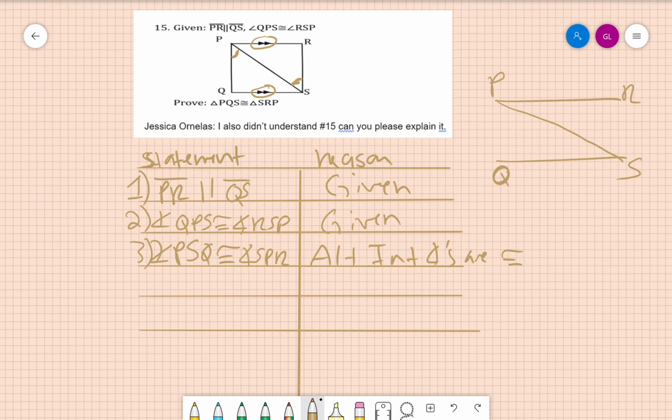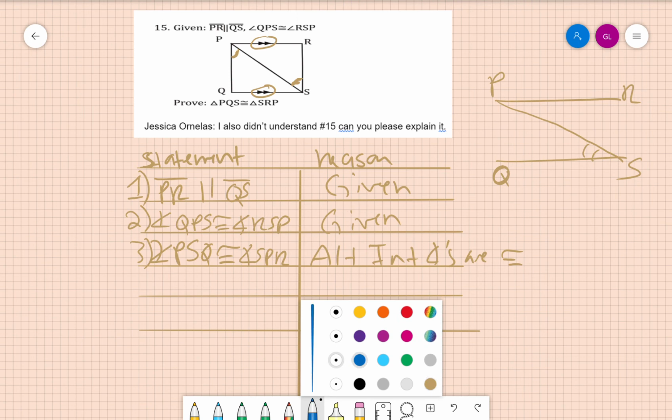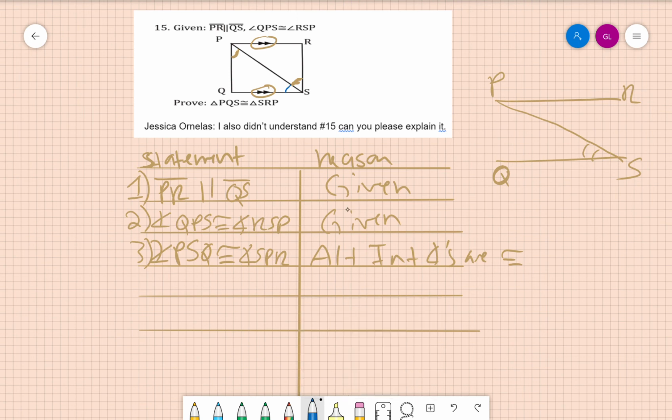Now it says that angle PSQ, which is this angle right here, I'm going to indicate by 2 hash marks. I'll do it in a different color over here, because it probably won't make sense otherwise. So we're going to have PSQ. PSQ is congruent to SPR, which is this one right here, SPR.